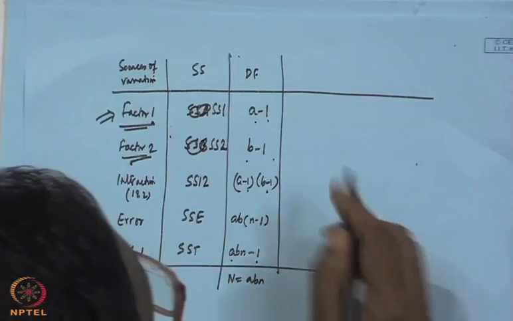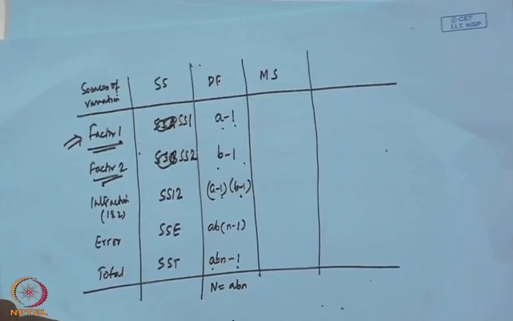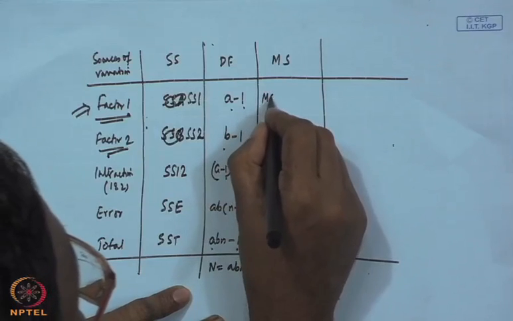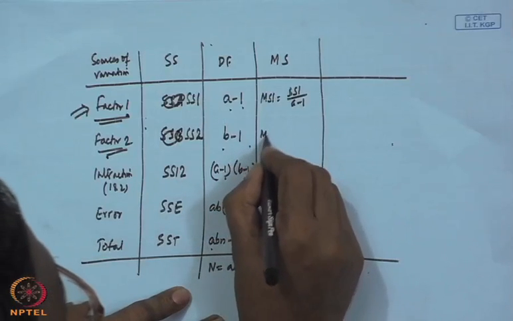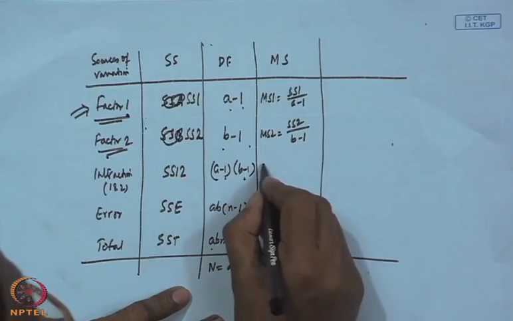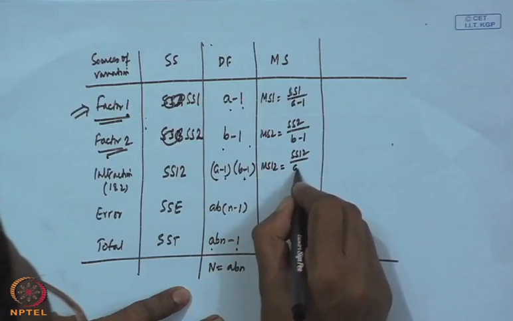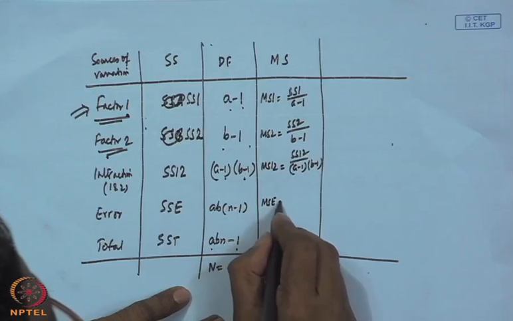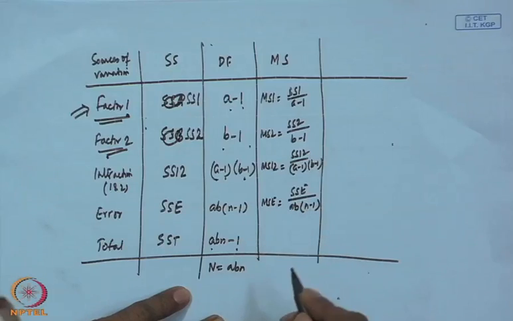Okay. Then what you require to know? You require to compute MS, mean square, that variability. MS1 will be SS1 by A minus 1, MS2 will be SS2 by B minus 1, then MS12, that is interaction, which is SS12 by A minus 1 into B minus 1, then your MSE will be SSE by AB into n minus 1.